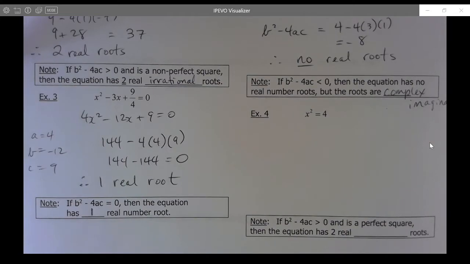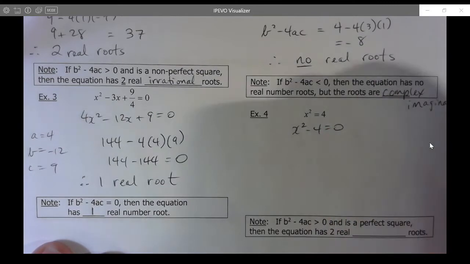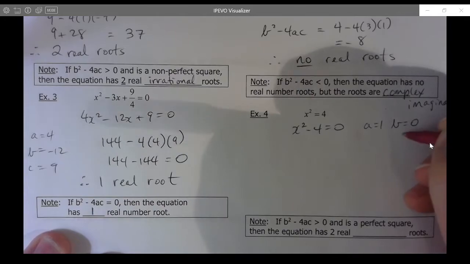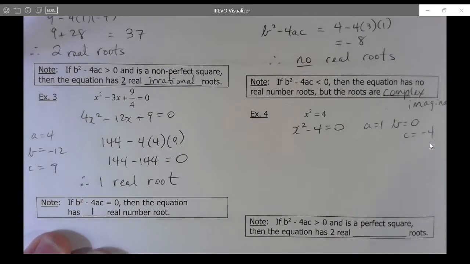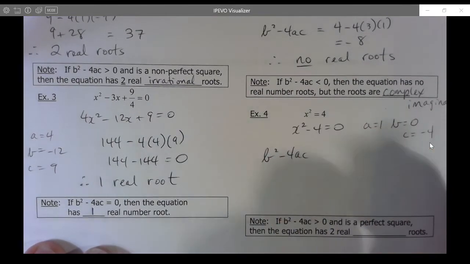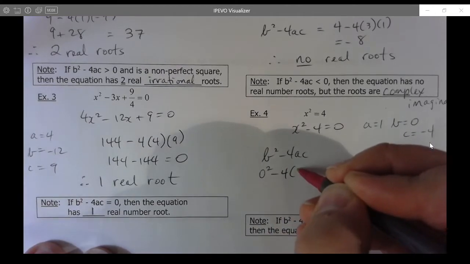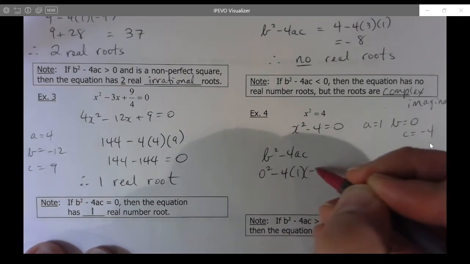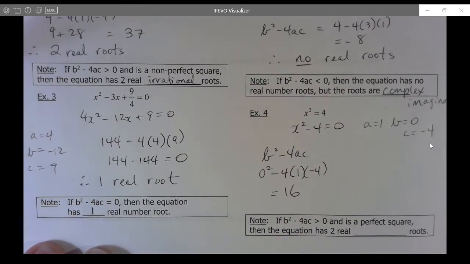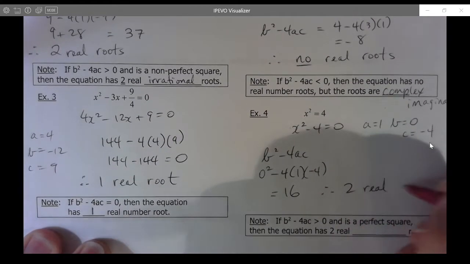X squared is equal to 4. Well, I have to rewrite that in standard form, which is x squared minus 4 is equal to 0, which means that a is 1, b is 0, and c is negative 4. So b squared minus 4ac, let me write it down this time. Plugging in my numbers, well, b is 0, so I get 0 squared minus 4 times 1, a is 1, and c is negative 4, which is 16, and 16 is positive, so therefore I have two real roots.